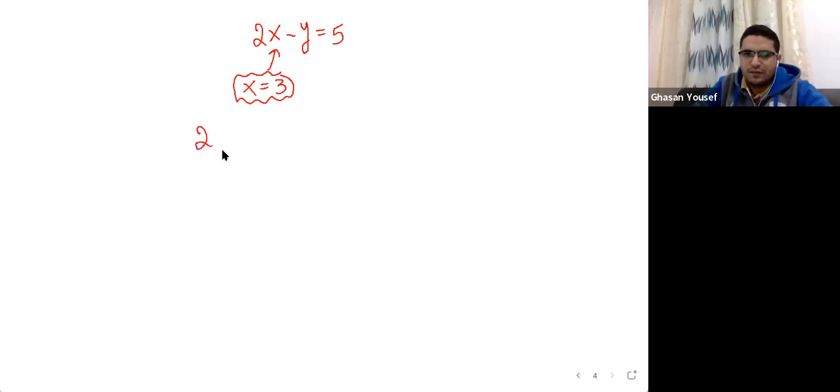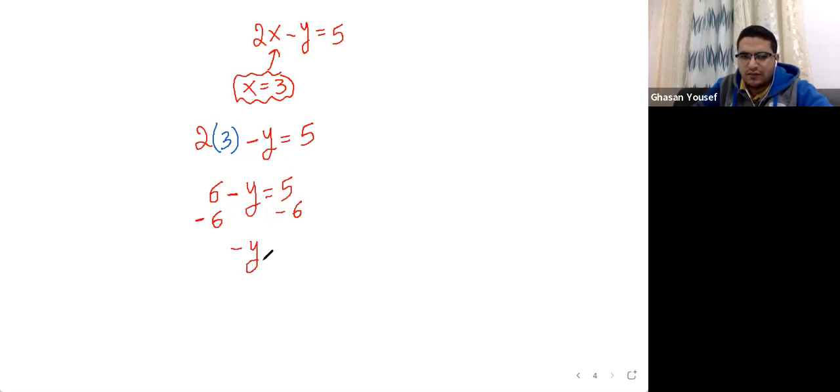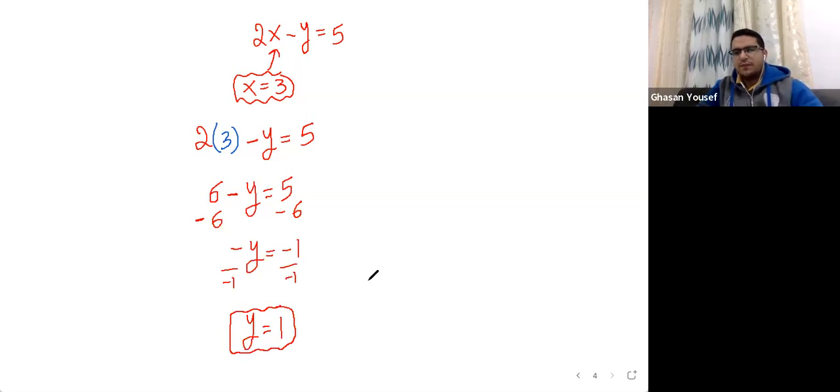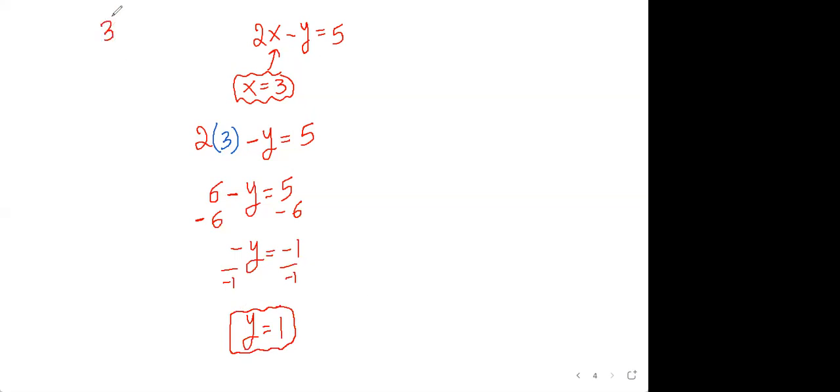I will get 2 times 3 minus y equal 5. 2 times 3 is 6, minus y equal 5. I will move this 6 to the other side by subtracting 6 from both sides. I will get minus y equal minus 1. Divide both sides by minus 1. I will get y equal 1. This is the value of y. Any question? So this is my third step.